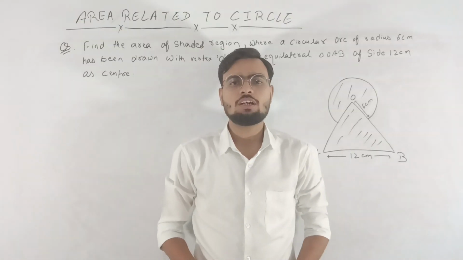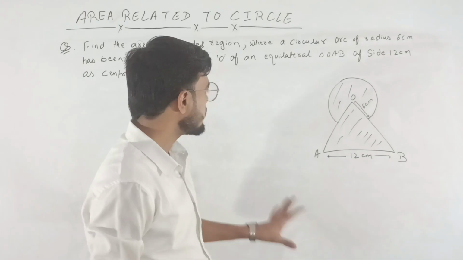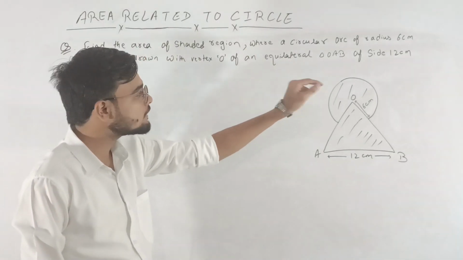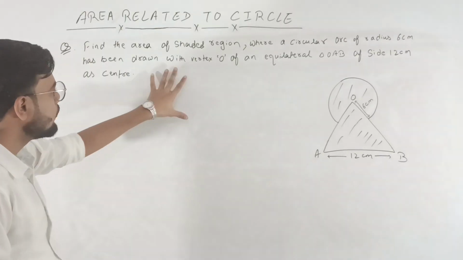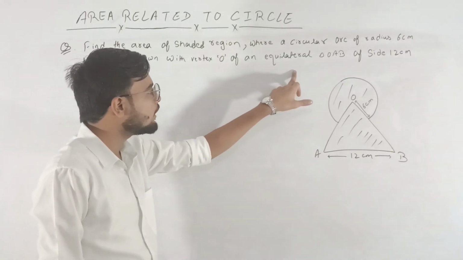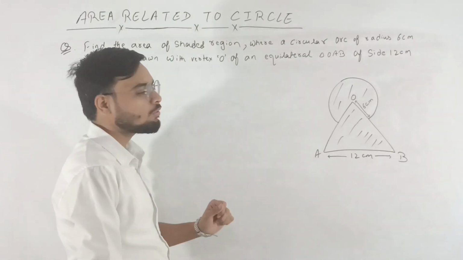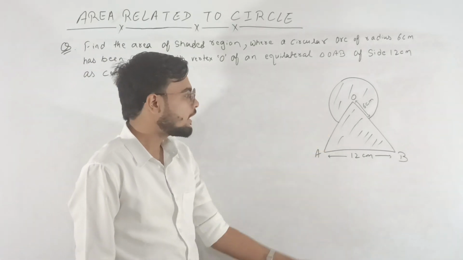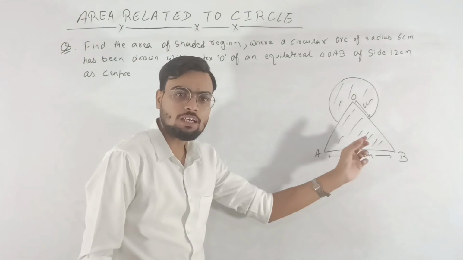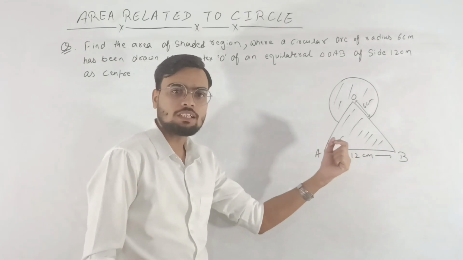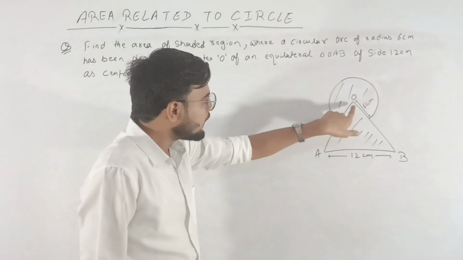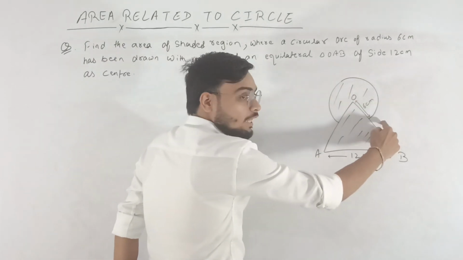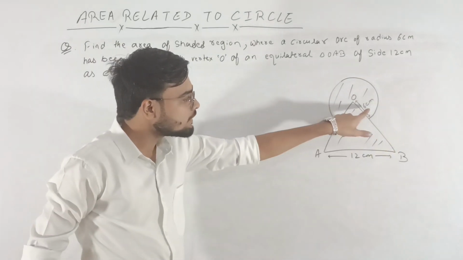Okay. Now let's move towards our next question. The question is: find the area of the shaded region where a circular arc of radius 6 cm has been drawn with vertex O of an equilateral triangle OAB of side 12 cm as a center. So look here, there is a figure. In this figure, this triangle is an equilateral triangle whose side is given as 12 cm. And now, by taking O as a center, a circular arc is drawn which has a radius of 6 centimeter.